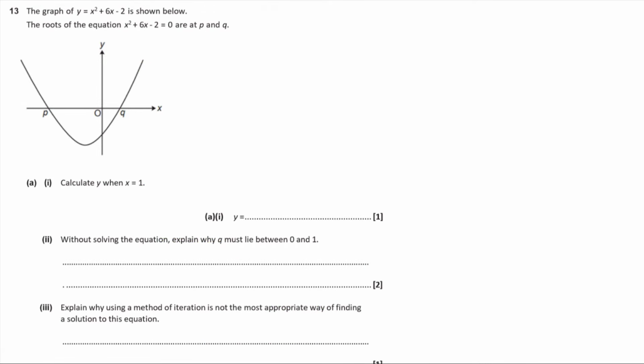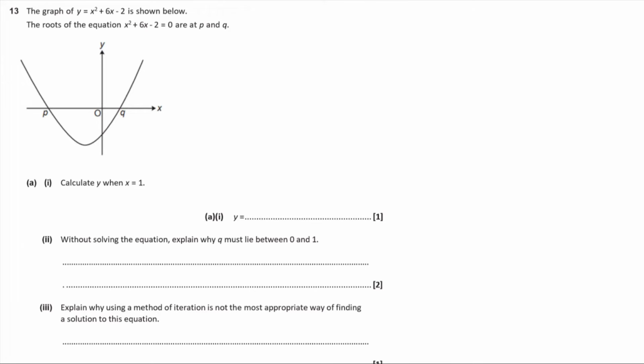Question 13. The graph of y equals x squared plus 6x minus 2 is shown below. The roots of the equation x squared plus 6x minus 2 equals 0 are at P and Q. Calculate y when x is 1. So first up, what is the value of y when x is 1?